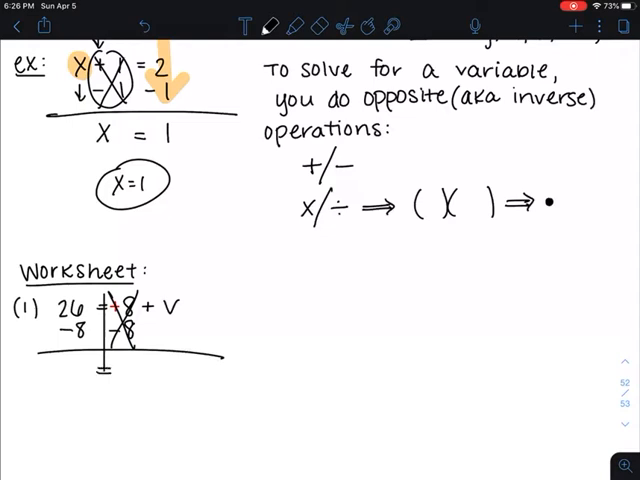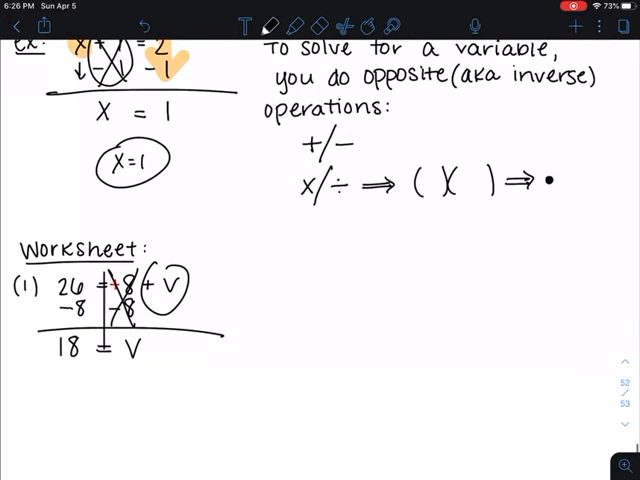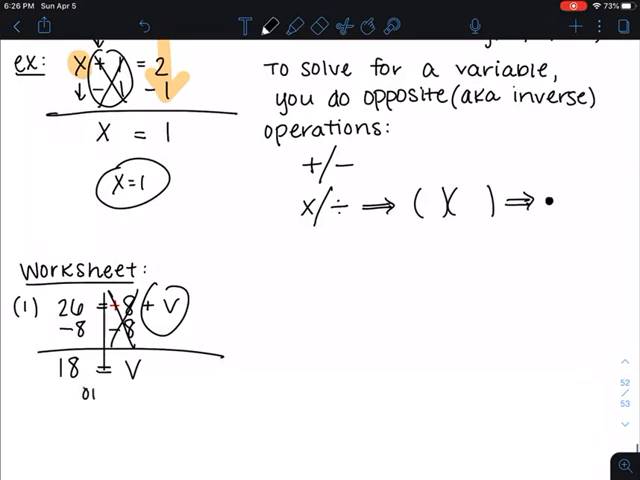My 8's will cancel. I'll keep my equal sign. My V is what's left. That's going to come down. And I don't necessarily need the positive sign in front of the V, so I'm just going to put V. And 26 minus 8 is 18, I believe. Yes, 18. So you have 18 equals V. That is the same thing as saying V equals 18. Either way would be correct.